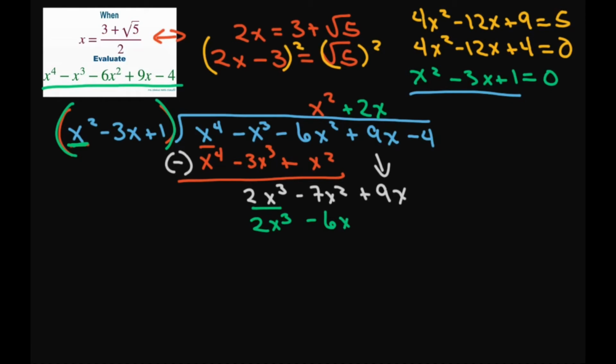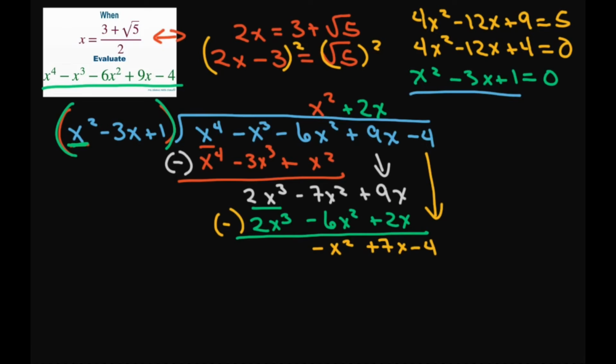Minus 6x squared plus 2x. Then we subtract the whole thing. So I'm going to put my minus in parentheses. And this is going to give me negative x squared plus 7x. And then we're going to bring down this negative 4. All right, and do it one more time. So let's see, what times x squared gives you negative x squared, and that's going to be negative 1. So that's going to give you negative x squared plus 3x minus 1.